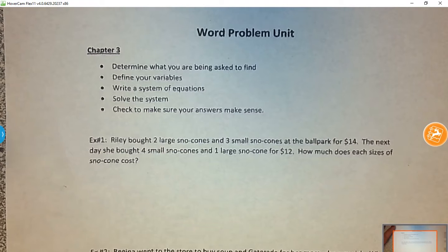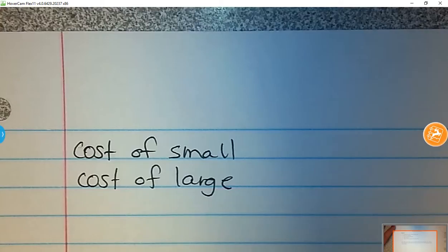So what I'm being asked to find is the cost for the small and the cost of the large. Okay. So on your paper you need to put this down there because that's what you're being asked to find.